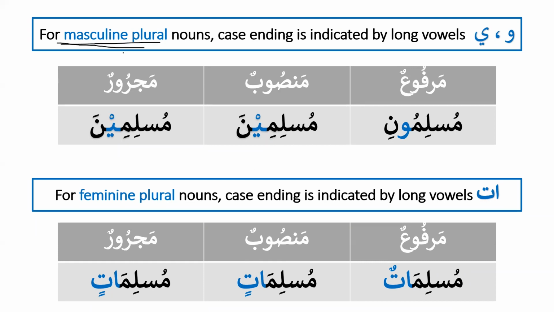Now we talk about the plural noun, and first we talk about the masculine plural nouns, as we can see over here. We have discussed in the previous lesson that for the masculine plural, it is muslimuna. And when we talk about mansub and majroor, it will be muslimina. So now what do we have? We have waw and ya.